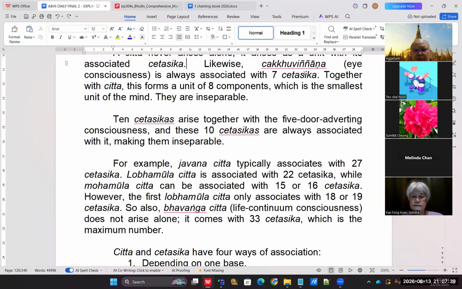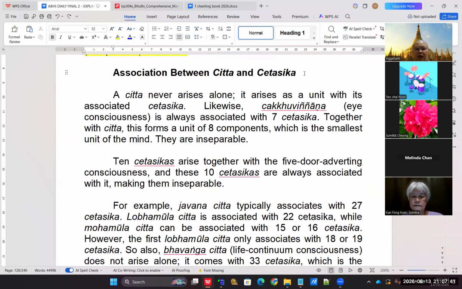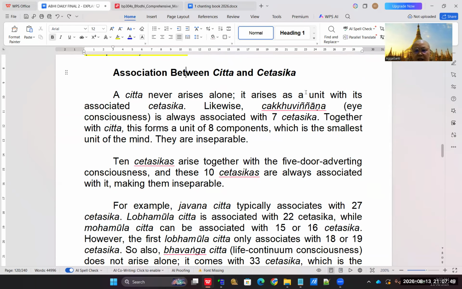So now there are some numbers here. The association between the Chitta and Chetasika: a Chitta never arises alone. It arises as a unit with its associated Chetasika. Likewise, Chakku is always associated with 7 Chetasika. Together with Chitta, these form a unit of 8 components, which is the smallest unit of mind.